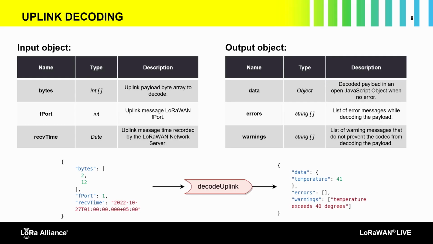So this is just an example, an uplink frame. It's a 2-byte frame that comes with metadata like the receive time and F port, running through the decode uplink functionality according to this API, produces data, which is temperature, and the value is 41. And it also produces if there were any errors and warnings. So this is just how a codec compliant with this API would run.